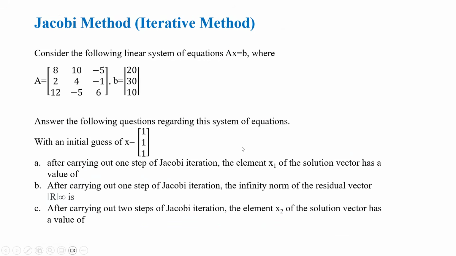The next example is about solving the system of linear equations based on an iterative method. The first example is about the Jacobi method. The matrix of coefficients is given, and this is the right-hand side. The initial guess is given because once we are solving problems by an iterative method, we need the initial guess. And we have to answer all of these questions.